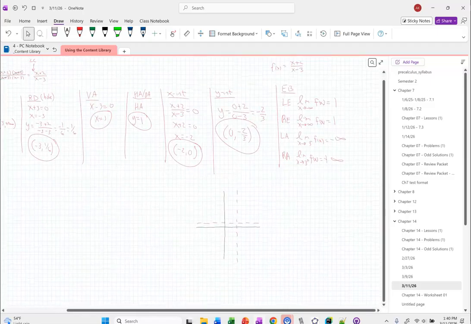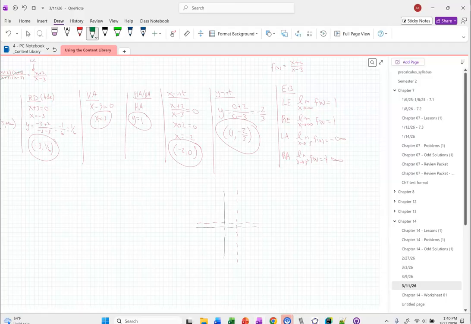Now I'm going to plot my removable discontinuity, so negative 3 and positive 1/6. That's like right there, and I should draw that as an open circle, remember? My x-intercept is negative 2, 0, so that's there. And then I have 0, negative 2/3 for my y-intercept, so that's going to be like there. Everybody's okay? So I just plotted these 3 points. That's all I did. Okay?